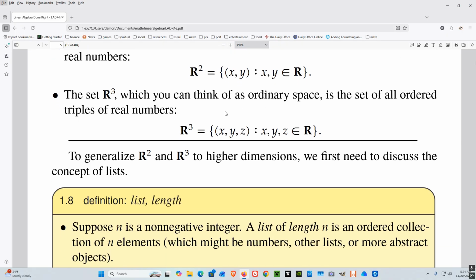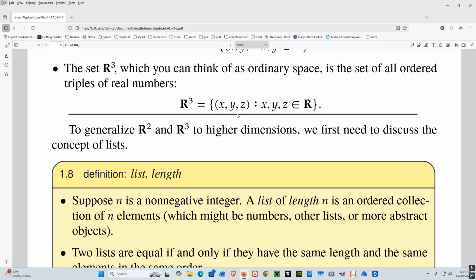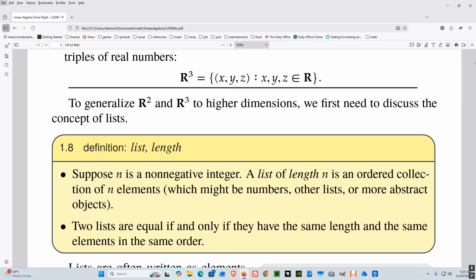The set R^3, which you can think of as ordinary space, is the set of all ordered triples of real numbers. That's the set of all ordered triples (x, y, z) such that x, y, and z are elements of the real numbers. You would be familiar with that from analytic geometry and multivariable calculus. That subject is where you familiarize yourself with R^3.